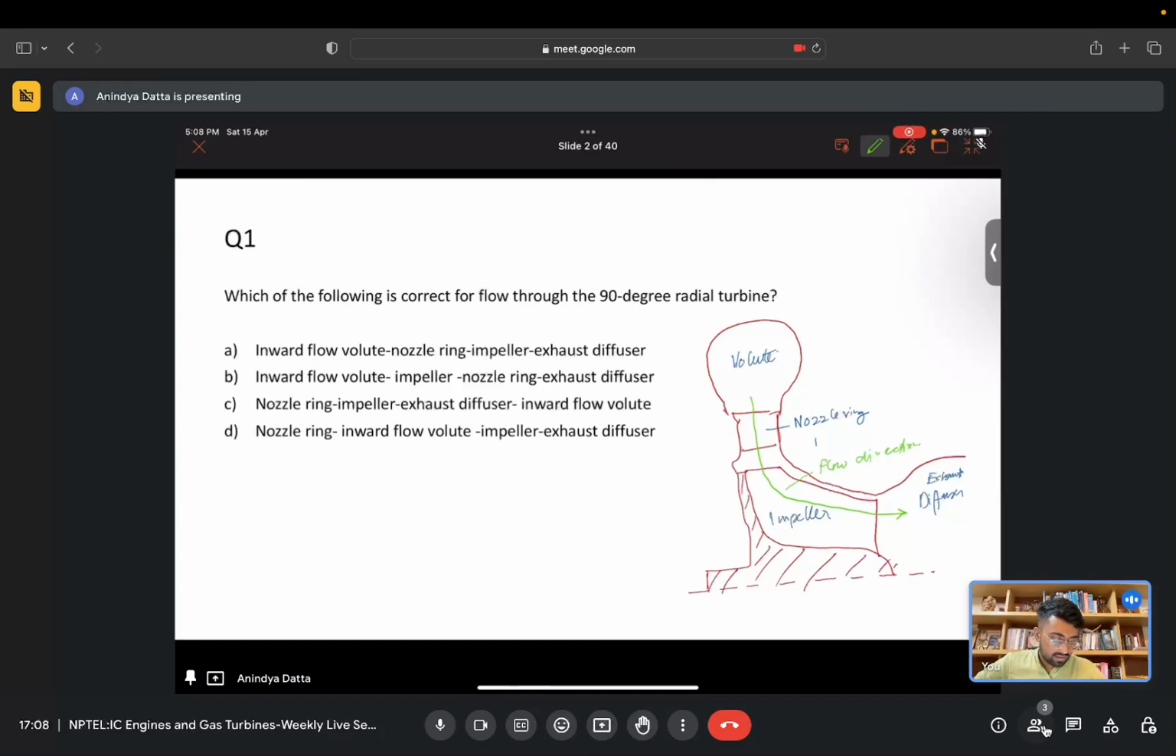As you can see, this is opposite to what we have seen in a centrifugal compressor. So the correct answer is option A. First we have inward flow volute, then nozzle ring, then impeller, and then exhaust diffuser. This is a schematic for a radial turbine.